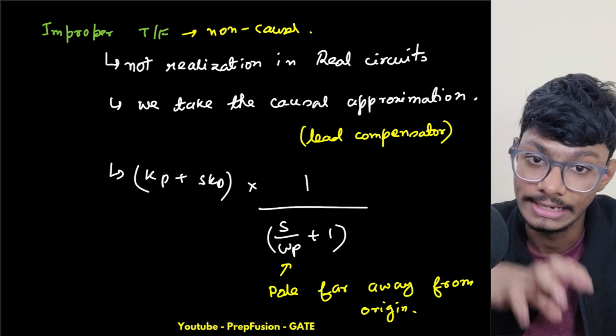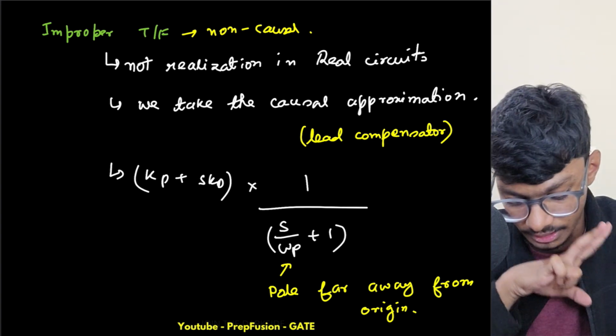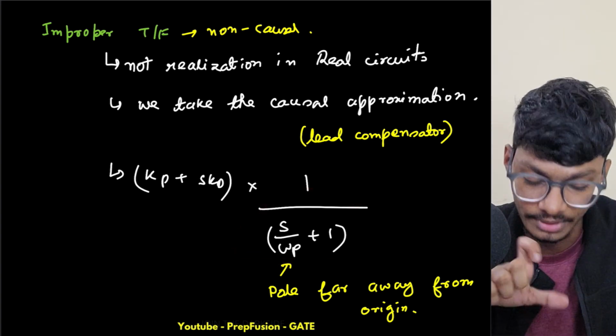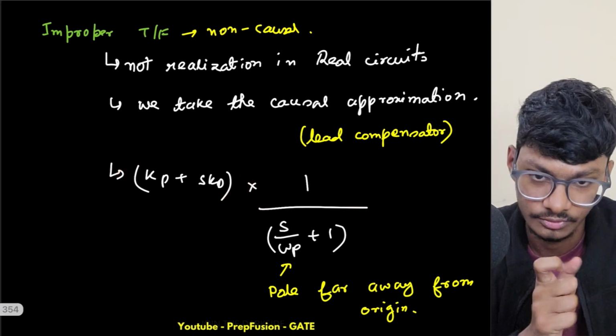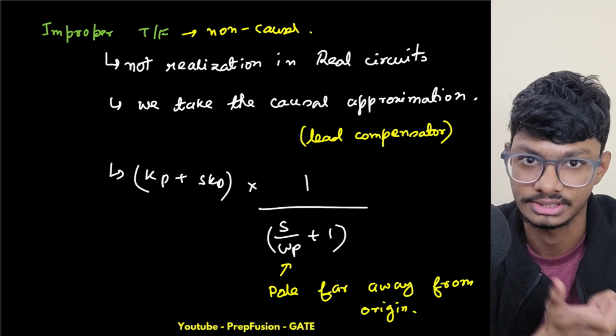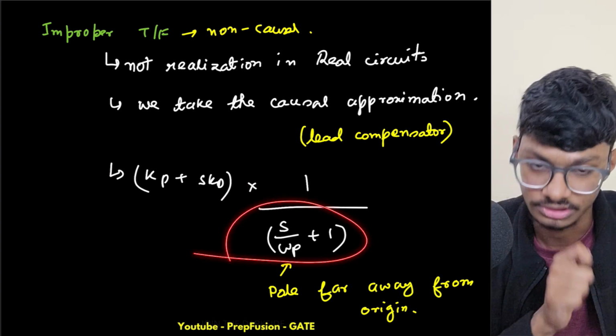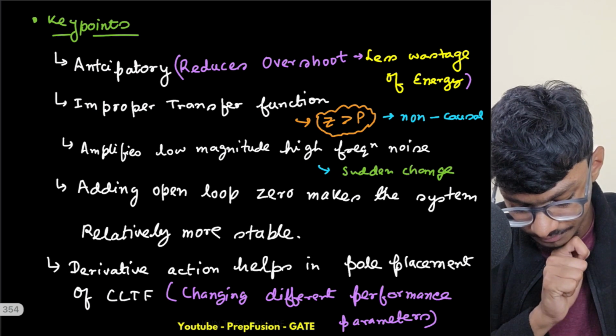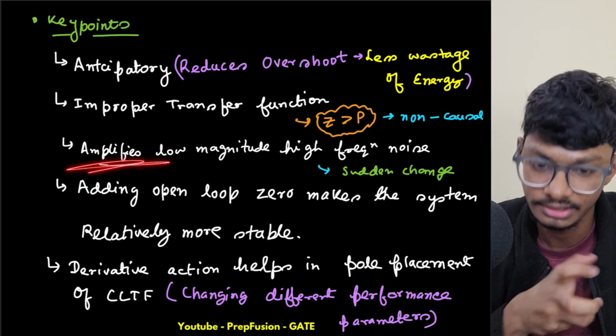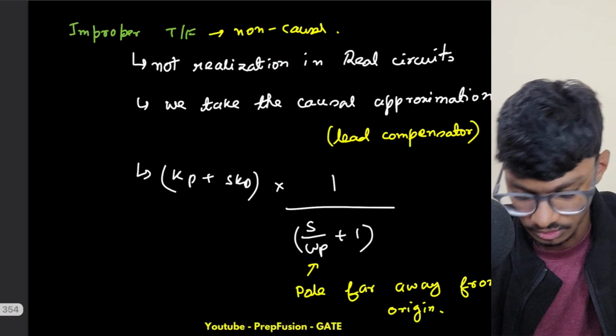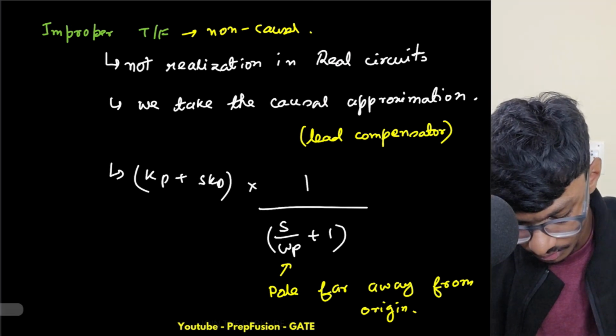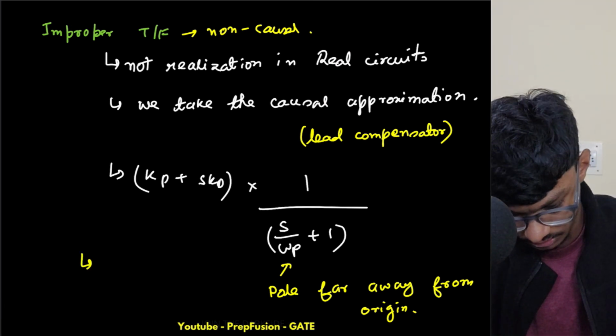This also helps in the third problem. If you take a causal approximation, what will happen? This is acting like a high pass filter. We'll draw the frequency response from there and understand this is acting like a high pass filter. So this causal approximation helps in lowering the amplification of noise. So it attenuates.